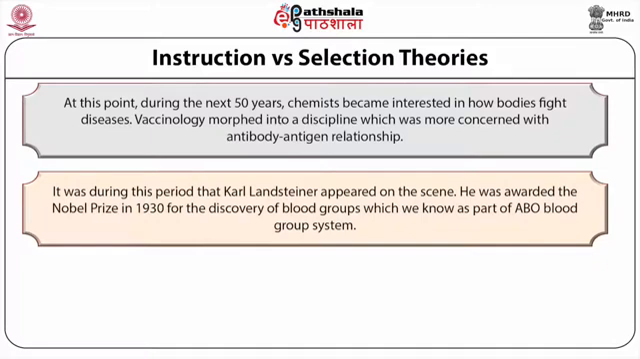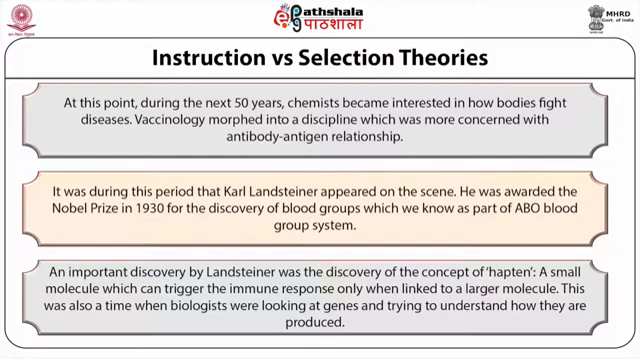Landsteiner's discovery of blood groups was a part of a larger set of studies. He can be considered among the top few immunochemists of his era. An important discovery by Landsteiner was the concept of the hapten. As we have explained before, a hapten is a small molecule which can trigger the immune response only when linked to a larger molecule. This included establishing that any compound arbitrarily picked from the shelf could provoke an immune response.